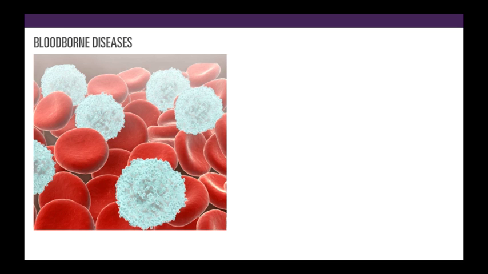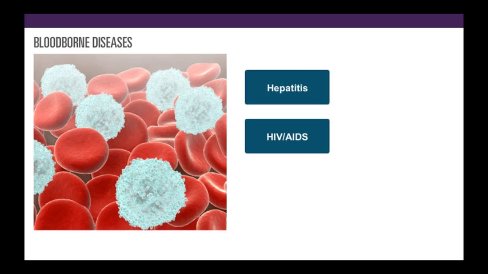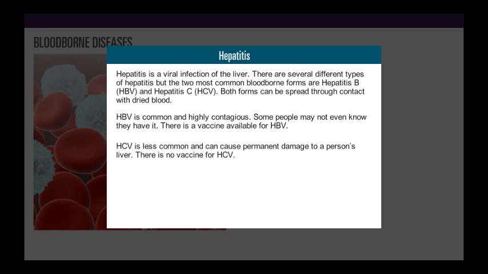You've learned about ways to protect yourself and consumers from bloodborne diseases. What are some common bloodborne diseases? Hepatitis is a viral infection of the liver. There are several different types of hepatitis, but the two most common bloodborne forms are hepatitis B, HBV, and hepatitis C, HCV. Both forms can be spread through contact with dried blood.